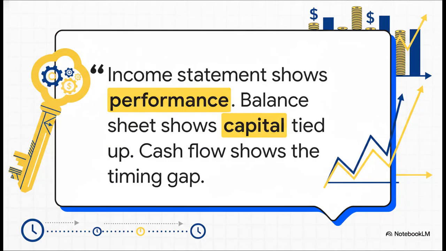This quote just nails it, doesn't it? It perfectly illustrates the puzzle we're trying to solve. The income statement, the balance sheet, and the cash flow statement. They all tell one connected story. The indirect method is the key that unlocks that story. It explains that critical timing gap between earning a dollar and actually having that dollar to spend.